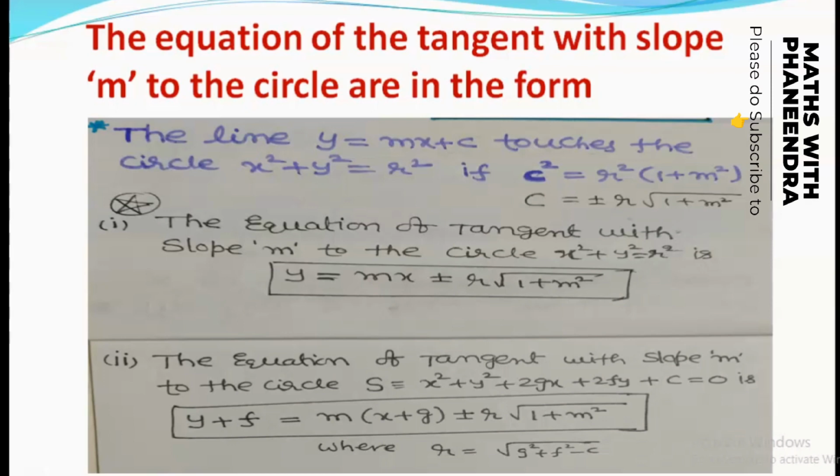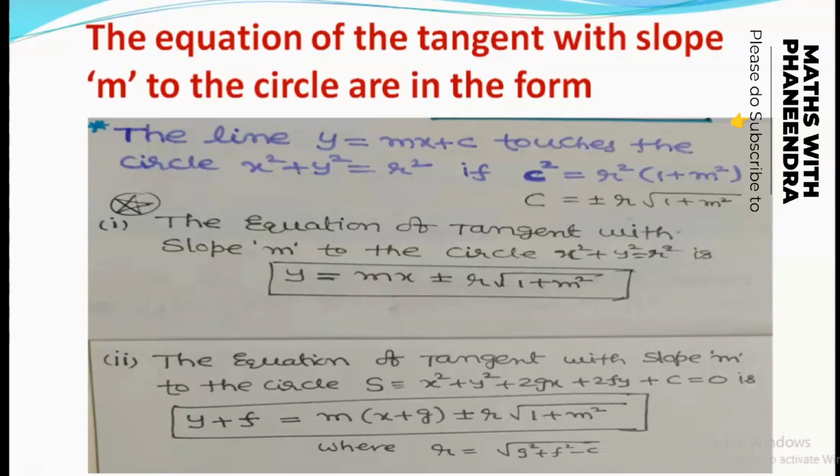The line y equal to mx plus c touches the circle x square plus y square equal to r square. This circle is called the standard equation of circle. Standard equation of circle means the circle whose center is at origin with radius r, that is x square plus y square equal to r square.